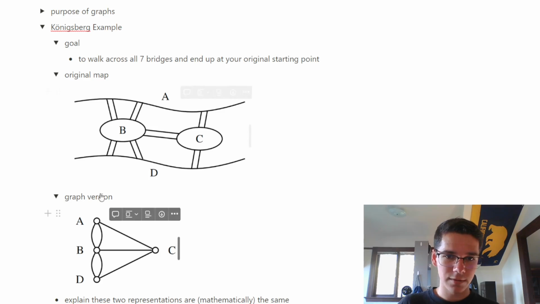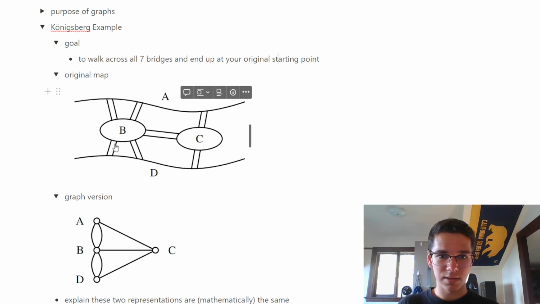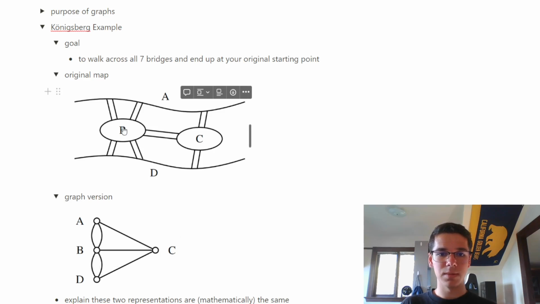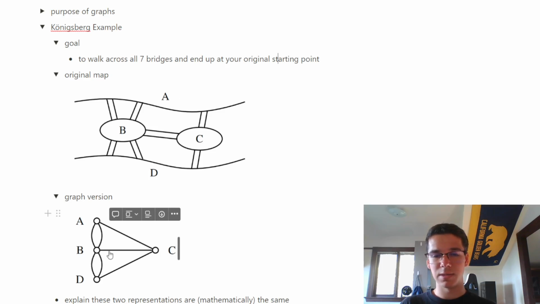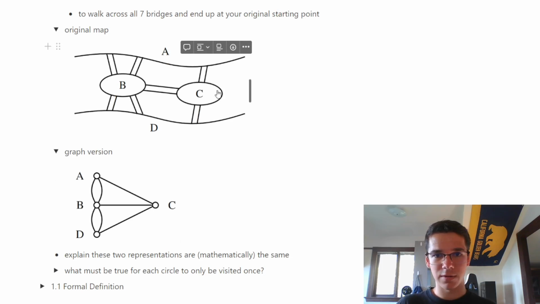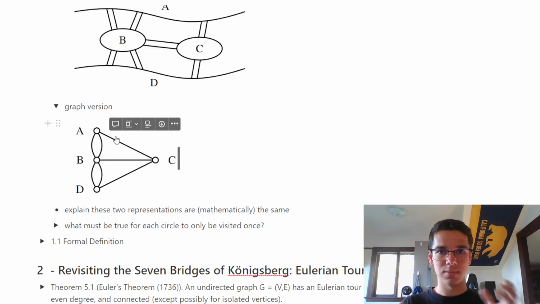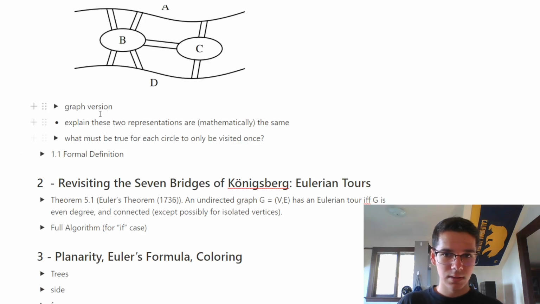We're not going to go through every example, but just looking at, for example, island B, we see that it has 2 connections to land A and 2 connections to land D. Island B also has a connection to island C, so B is connected to C. And you can test that out for every land. Each land is represented by a vertex, and each bridge is represented by an edge, where an edge is the line between 2 vertices. That's pretty much why they're the same.